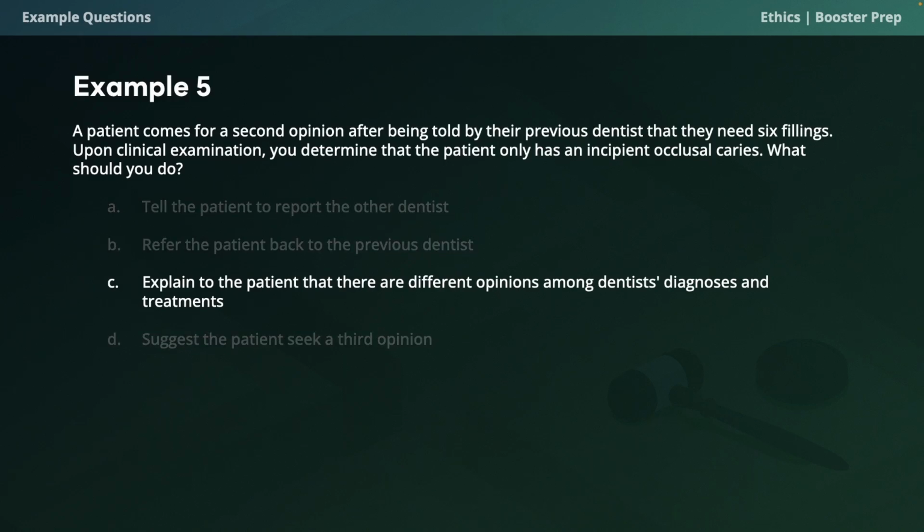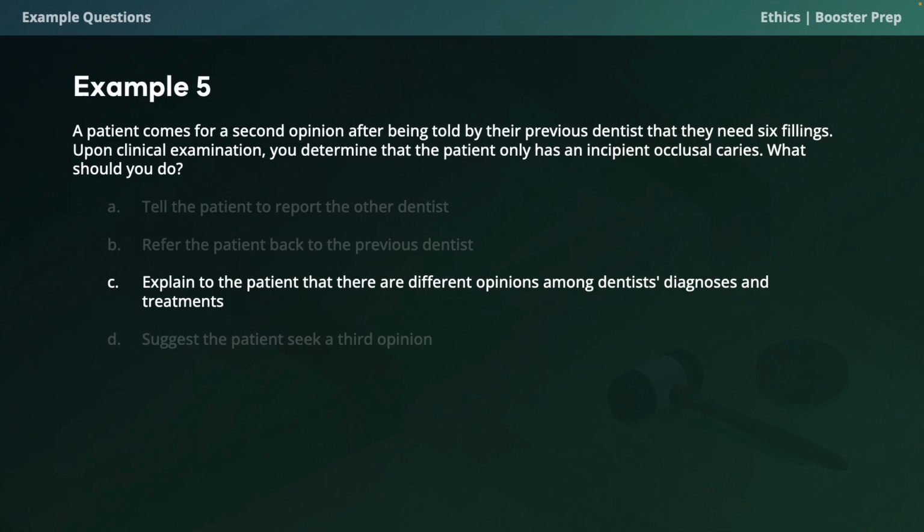The correct answer here would be C, explain to the patient that there are different opinions among dentist diagnoses and treatments. And the explanation for this is that it is important to maintain professional integrity and avoid making derogatory comments about another dentist. By explaining to the patient that there can be different opinions among dentists, you acknowledge the variability in diagnoses and treatment plans. You should then proceed to diagnose and treat the incipient caries based on your clinical examination.